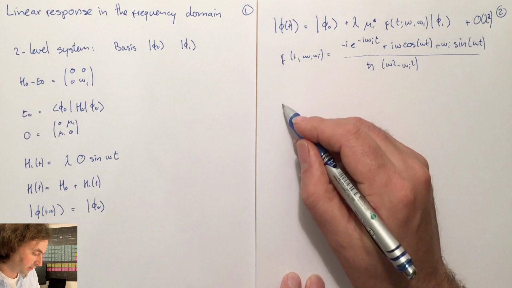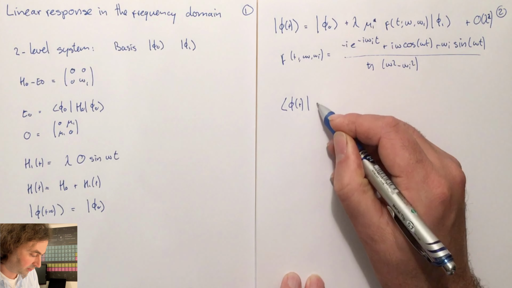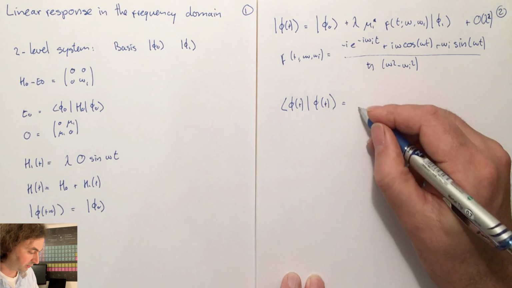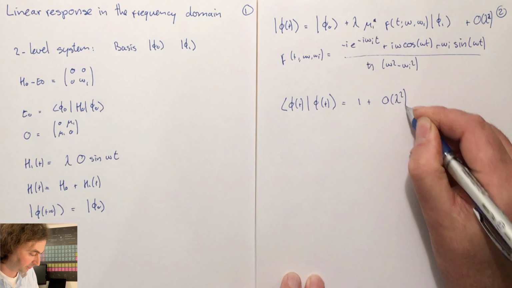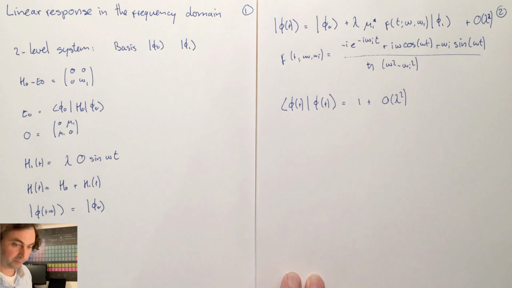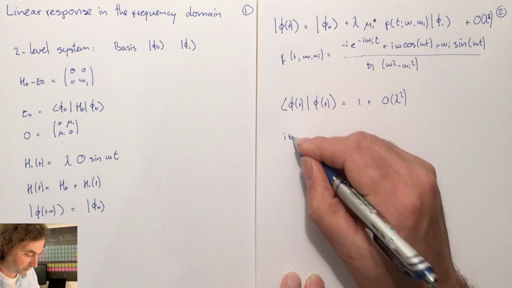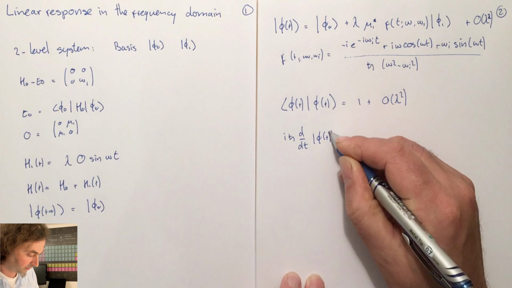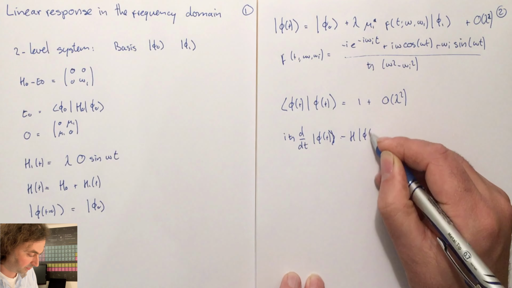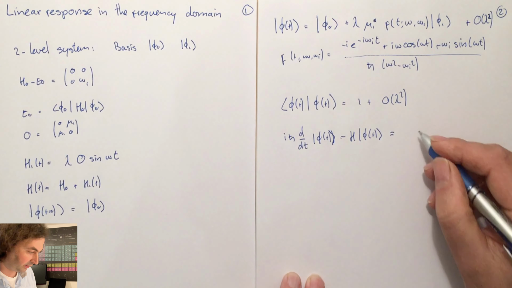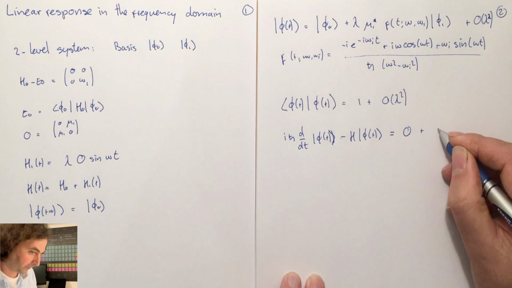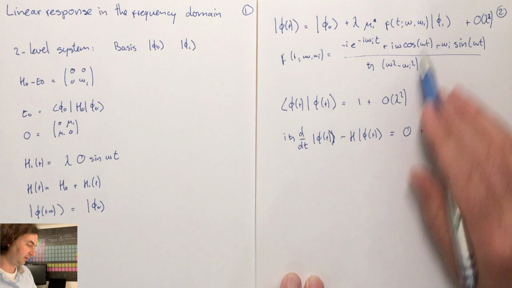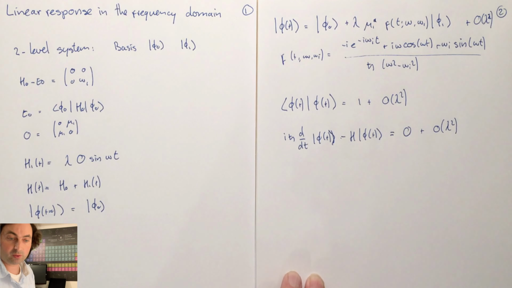Note that our wave function is normalized up to order lambda, so this is 1 plus O of lambda squared, because this one is lambda times lambda. And if you look at the solution of the Schrödinger equation, i h bar d/dt psi minus H psi of t, then you find that this is 0 plus something quadratic in lambda. So indeed this wave function fulfills the Schrödinger equation to linear order in lambda.